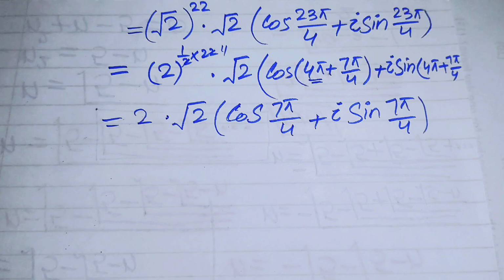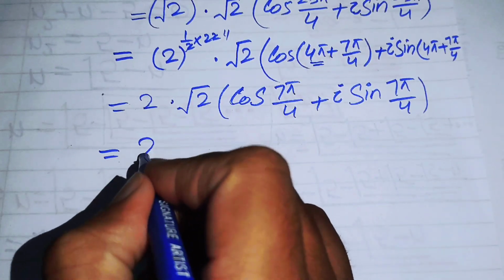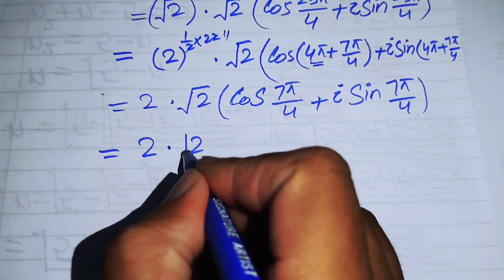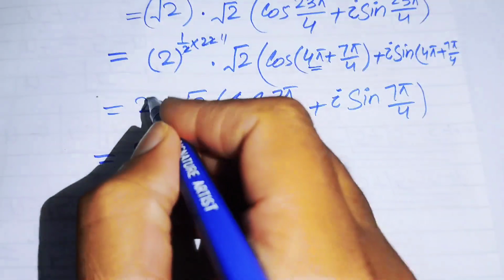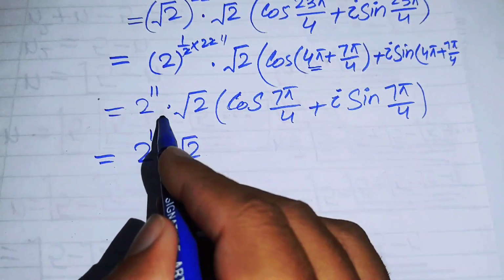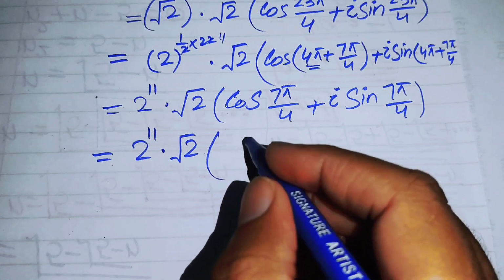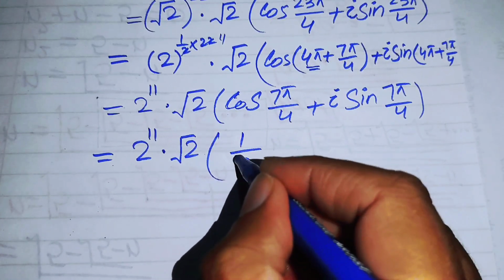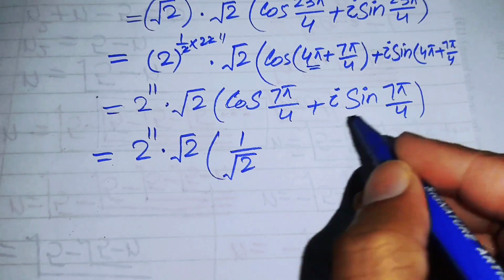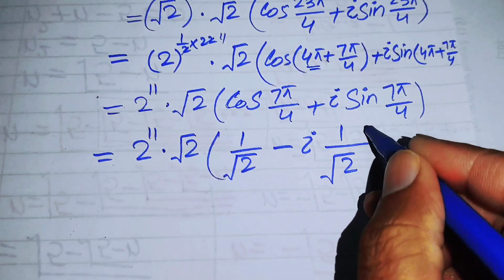And now we need to find the value of cos 7 pi over 4 and sine 7 pi over 4. So now we can put these two values here, and you get 2 times square root of 2. Sorry, here you have 2 to the power of 11, because when you cancel these two you get 2 to the power of 11. And now you have cos 7 pi by 4 equals 1 over square root of 2, and sine 7 pi by 4 equals minus 1 over square root of 2.